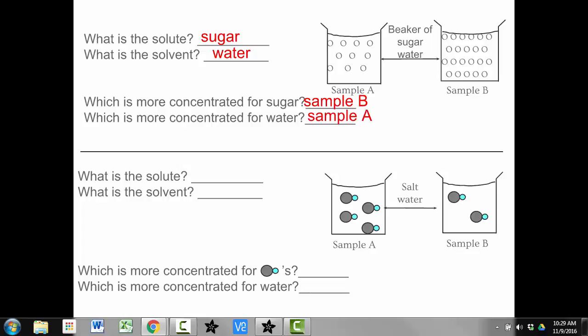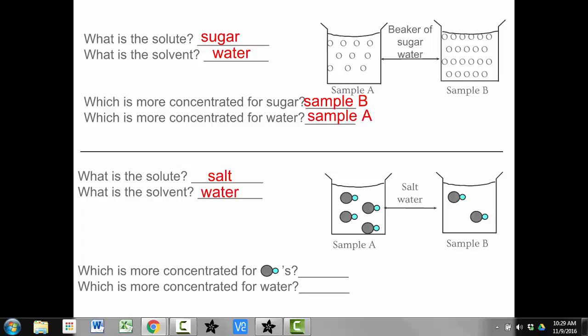Here I have some salt water. Did anyone ever have to gargle with salt water like that? All right. In salt water, what's the solute? Lizzie? The salt. What's the solvent? Miranda? Water.